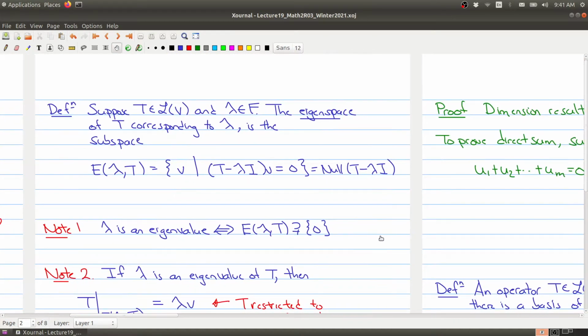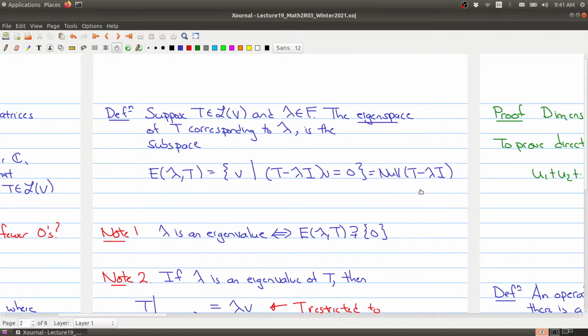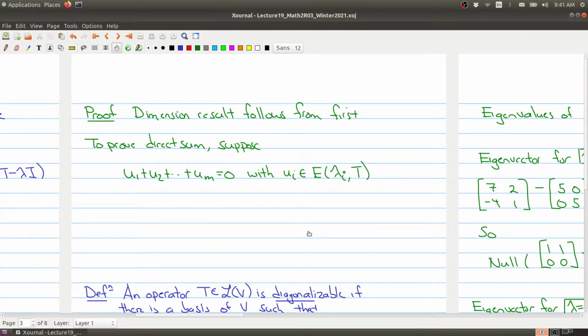Oh, and let me point out that the dimension result will now follow from the first result, because what is the dimension of the subspace? Well, because it's a direct sum, it's the sum of the dimensions of each of the individual parts. So the sum of the dimensions has to be less than or equal to the dimension of V. So we won't prove that. Really, the only part we're going to prove is the direct sum statement.